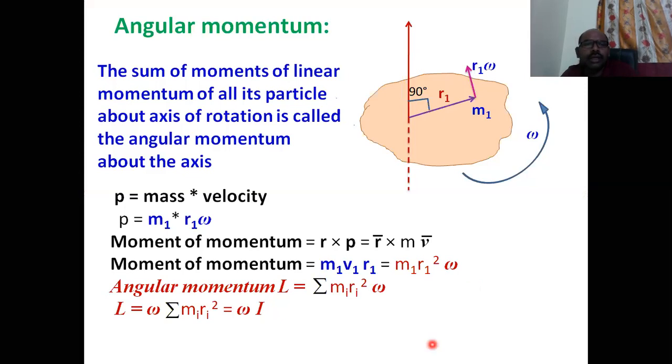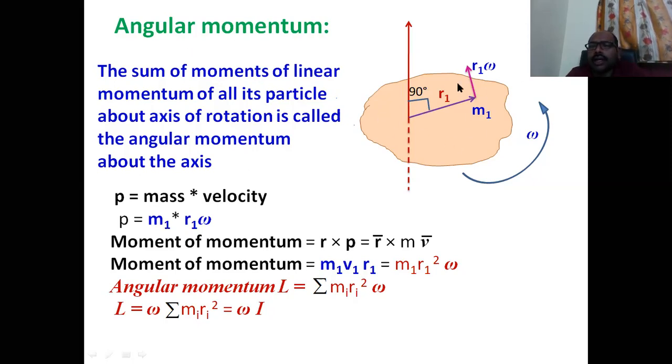Now we see the angular momentum equation. The angular momentum is defined as the sum of moments of linear momentum of all particles about the axis of rotation, called the angular momentum about that axis. So it is simply the sum of moments of linear momentum of all particles around the axis of rotation. That is the angular momentum.